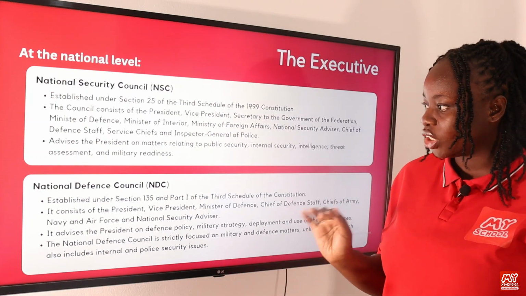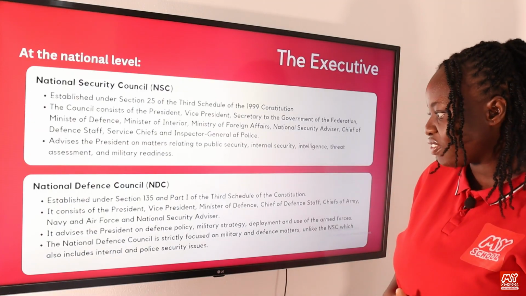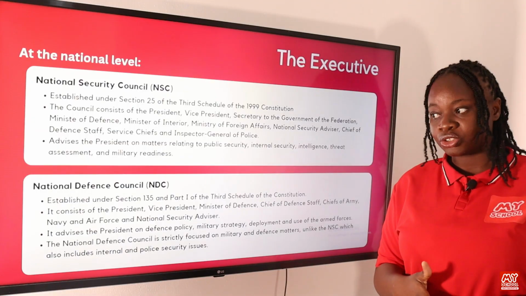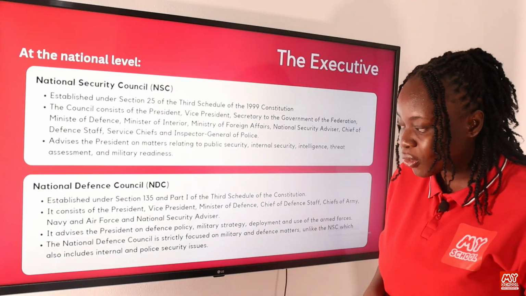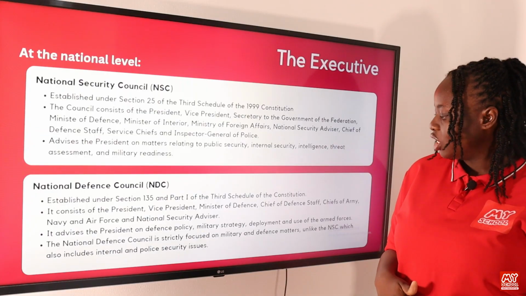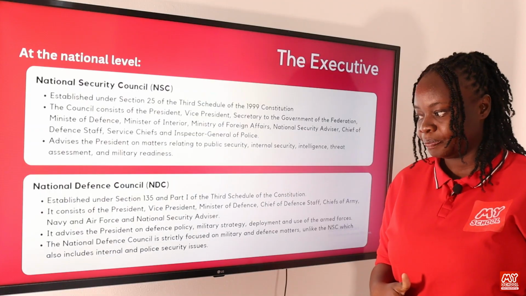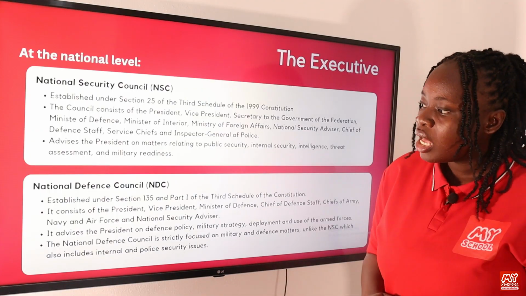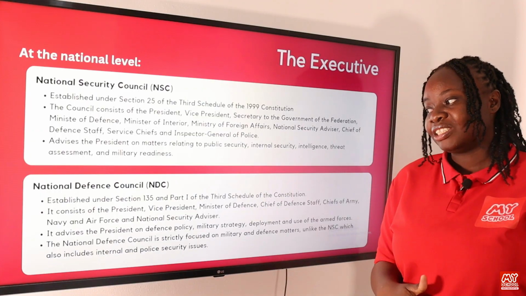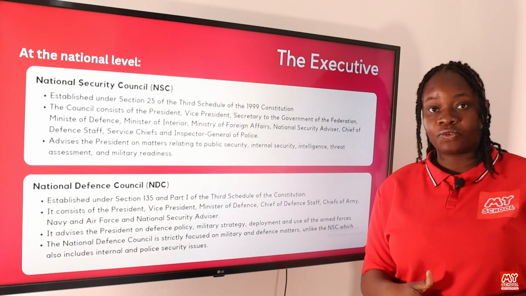Then we also have the National Defense Council, the NDC, which is established under Section 135 and Part 1 of the third schedule of the Constitution. So it consists of the president, the vice president, the minister of defense, the chief of defense staff, chiefs of army, navy, and air force, and national security advisor. So they are responsible for advising the president on defense policy, military strategy, deployment, and use of the armed forces.